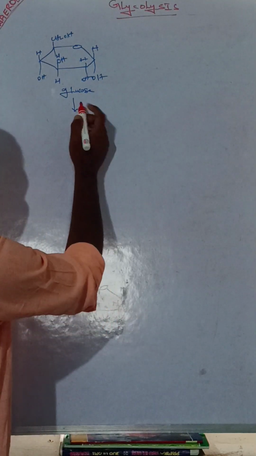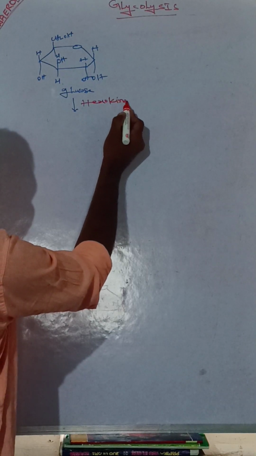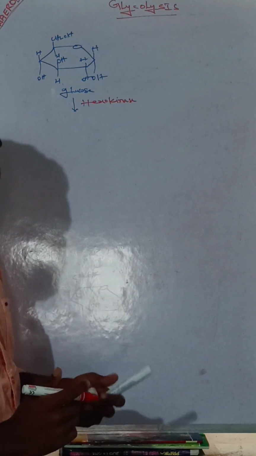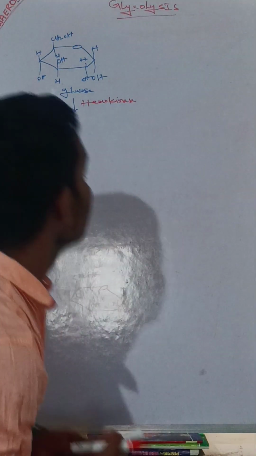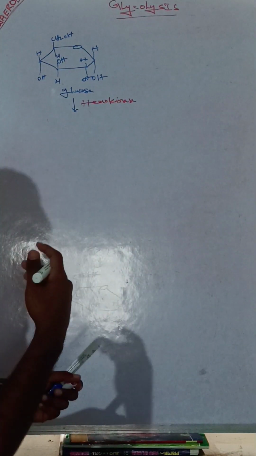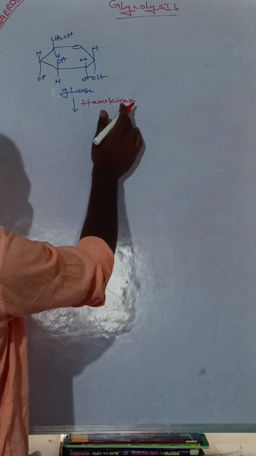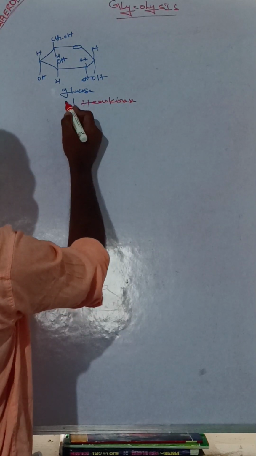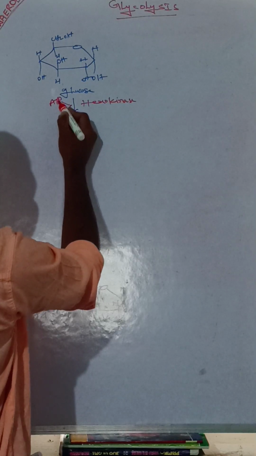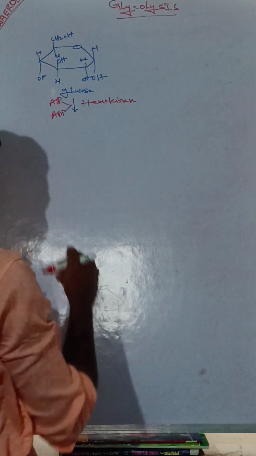What is the hexokinase? For the activation of this enzyme, divalent magnesium ions are required. Without the magnesium ions, it can't work properly. Okay, here, when hexokinase comes, the ATP will form here.